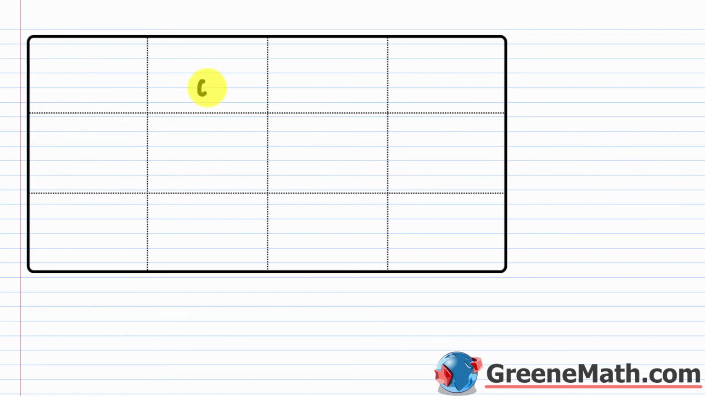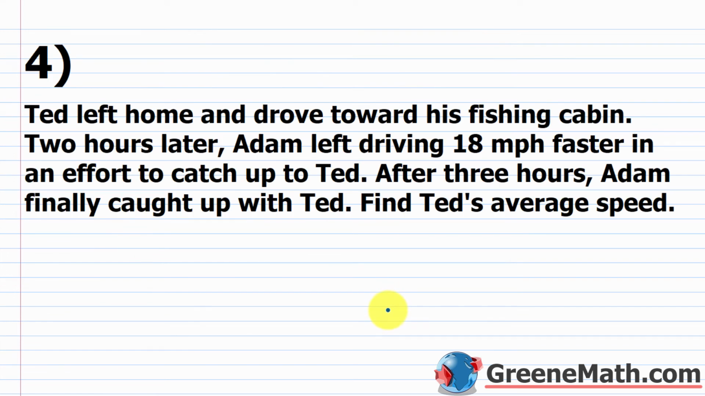So coming back, I want to put distance is equal to rate of speed times time. And then in this scenario, we have Ted and we have Adam. So let's put that in there like that. So coming back, if we want to fill out our table, we're asked to find Ted's average speed. So let's just let X be equal to Ted's average speed. And of course, this is going to be in miles per hour.